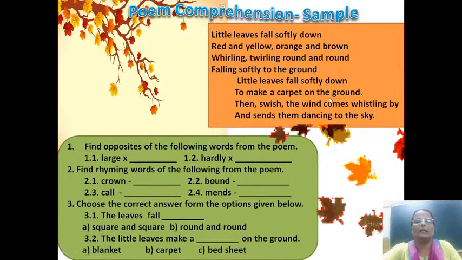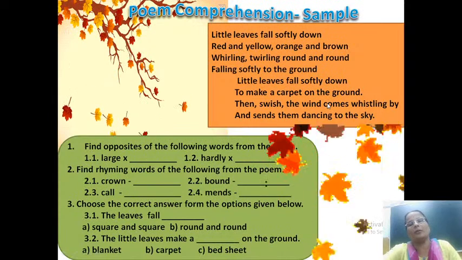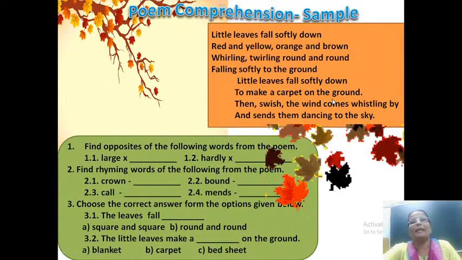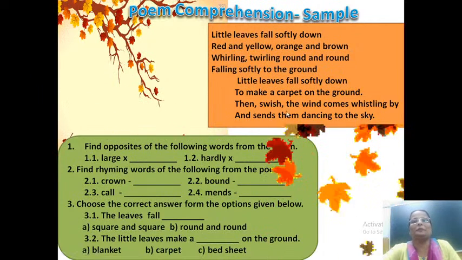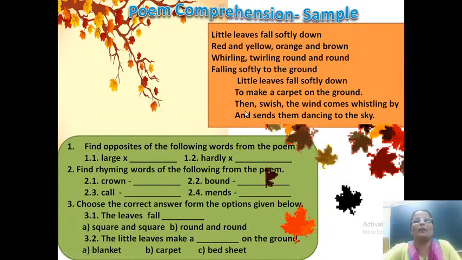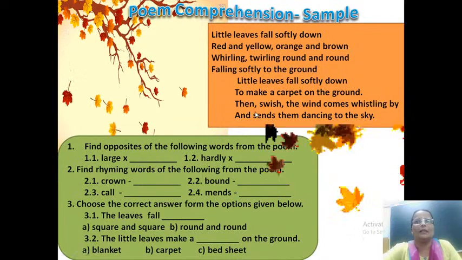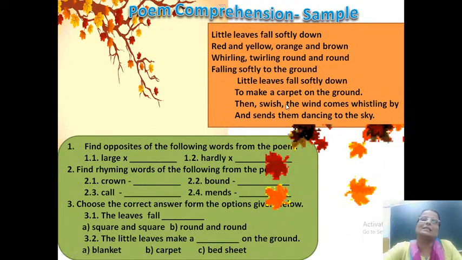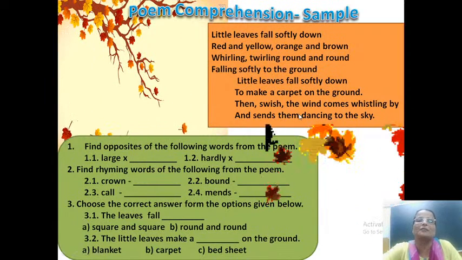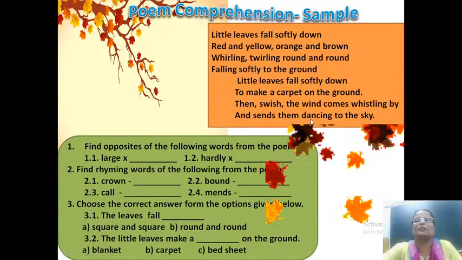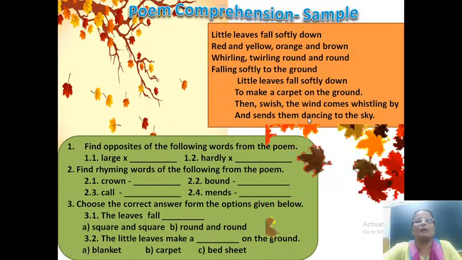The poet says that the little leaves are falling down on the ground to make a carpet for the people to walk on. You know, we keep red carpets during award ceremonies. So here the poet says that these leaves are making a carpet on the road or on the way or under the tree, so that people can sit on the leaves or walk on the leaves.